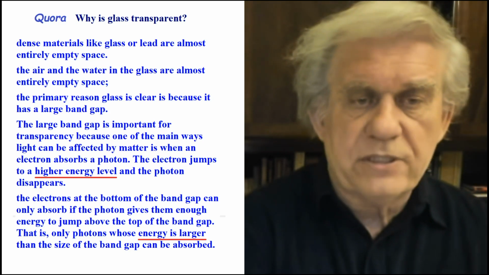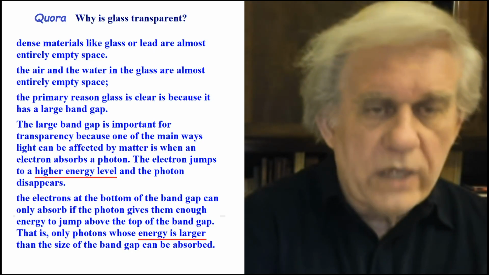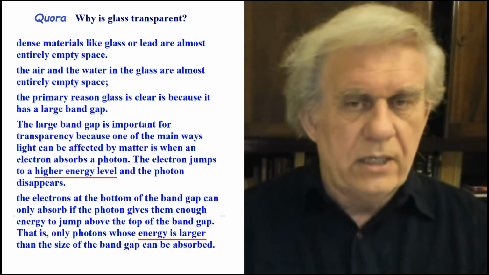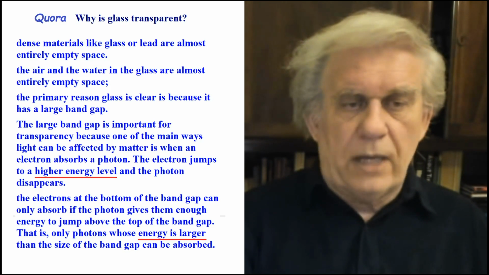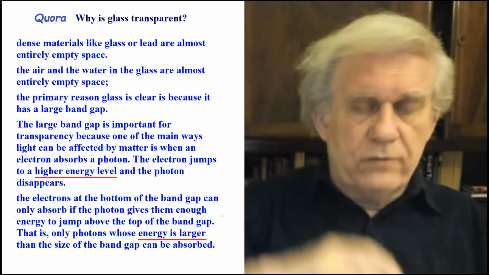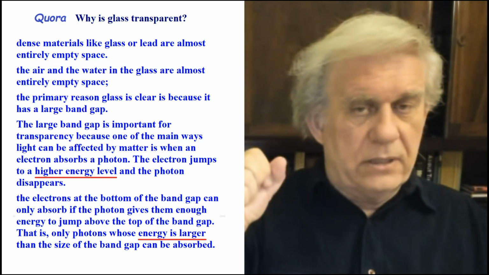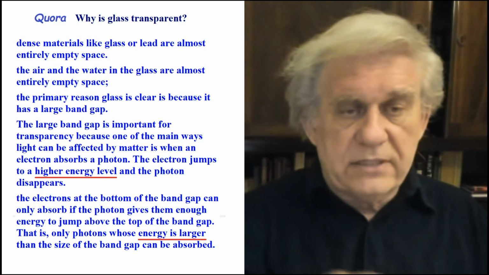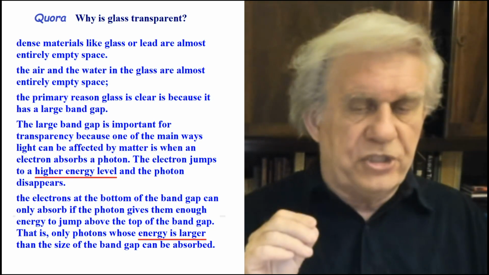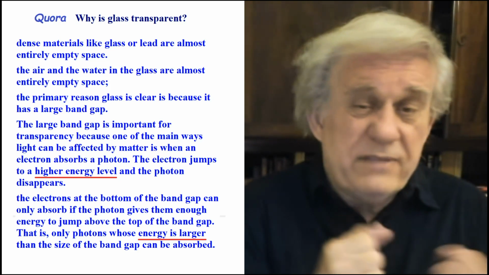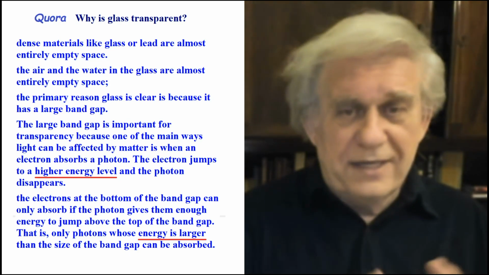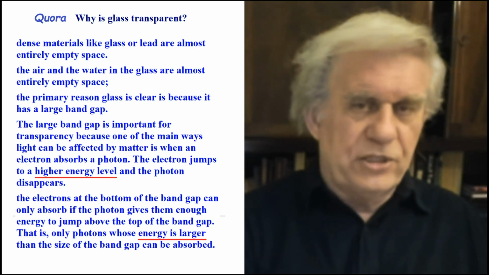The large band gap is important for transparency because one of the main ways light can be affected by matter is when an electron absorbs a photon. We're going to absorb that photon. The electron jumps to a higher energy level. You got that? Higher energy level. And the photon disappears. So it's absorbed, it's opaque. The electrons at the bottom of the band gap can only absorb if the photon gives them enough energy. So if it's weak, it doesn't have the energy, it doesn't have the oomph to push that electron to the next energy level. That's what they're saying.